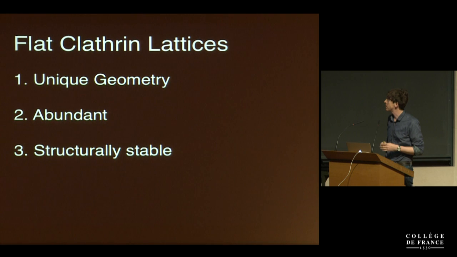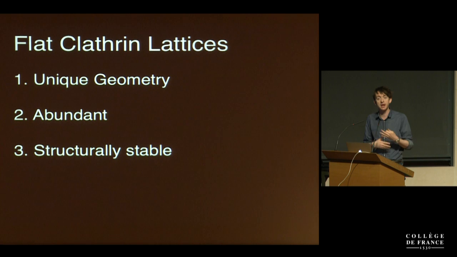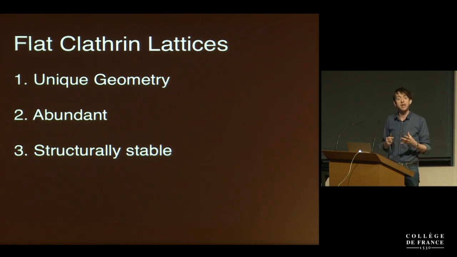Okay, so these structures have a unique geometry. They are structurally distinct from the canonical structure. They're relatively abundant. In at least some cell types, they account for 80% of the membrane-associated clathrin and cover 10% of the membrane. And they're very structurally stable. So now we wanted to try and understand what consequence these have for the biology of the plasma membrane.